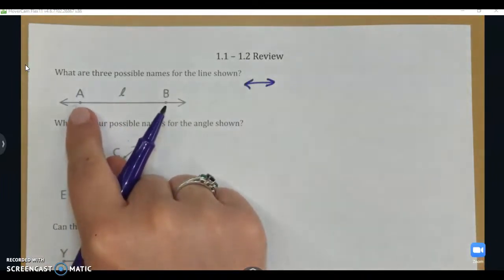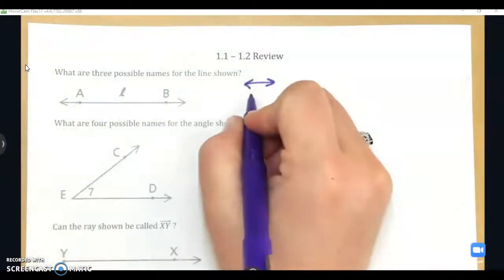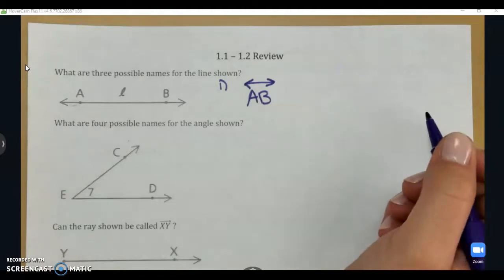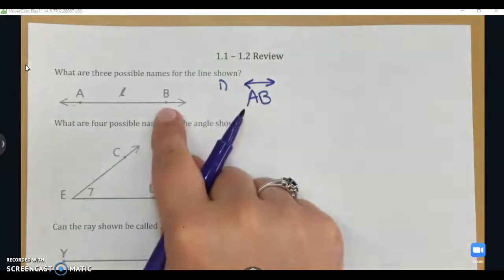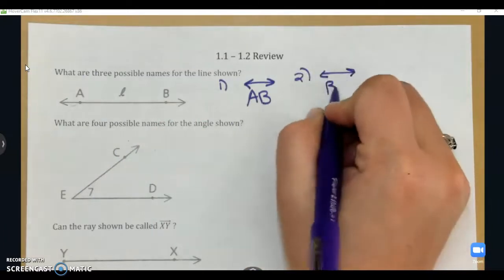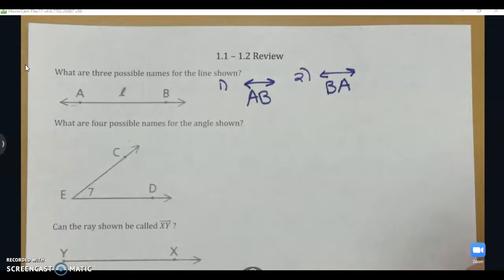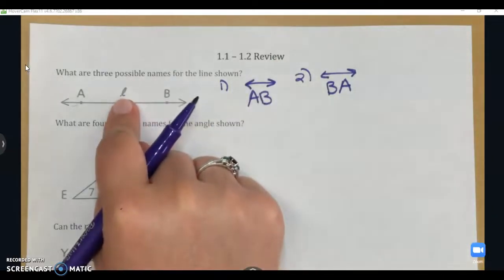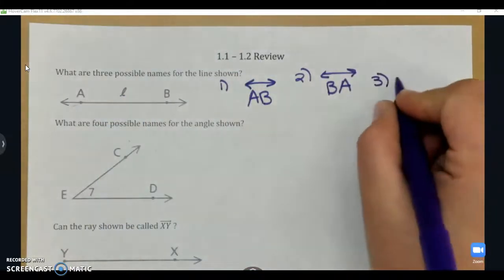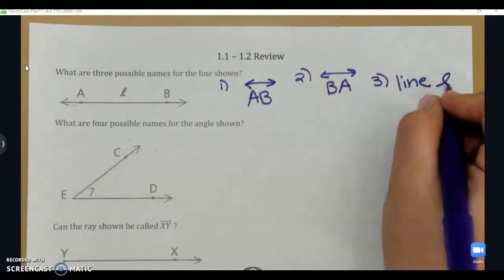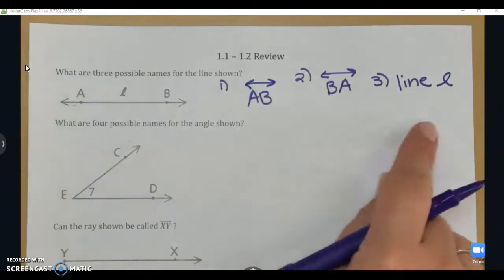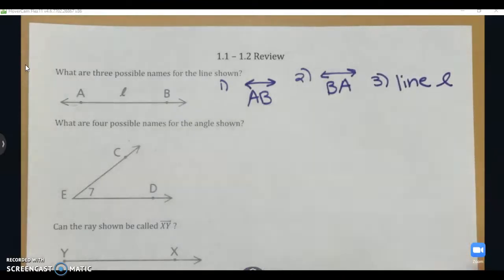and one way that I can name this line is by 2 points that are on the line, A, B. That's one way. Now for a line, the order of the points doesn't matter, so I could also call this line BA with that same symbol above it. And then the third way that I can name this line is because I have that script cursive L above it, I can name it with the words line and then that script L or M or whatever letter is above it. You can call it these three ways.